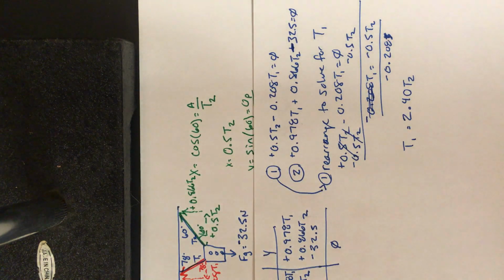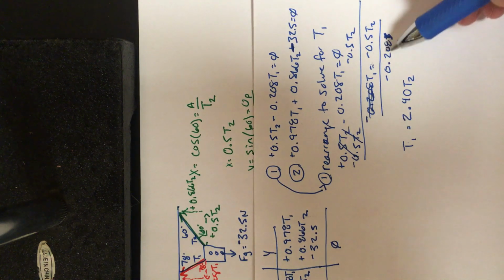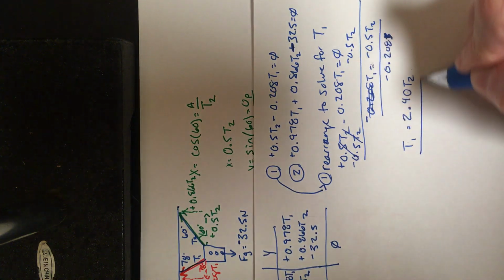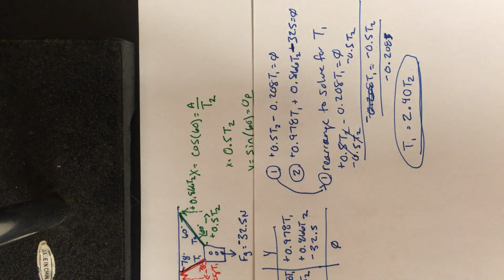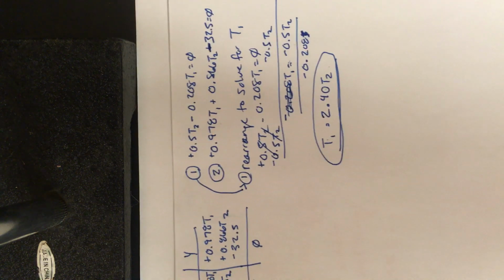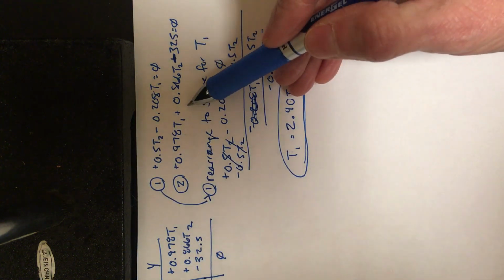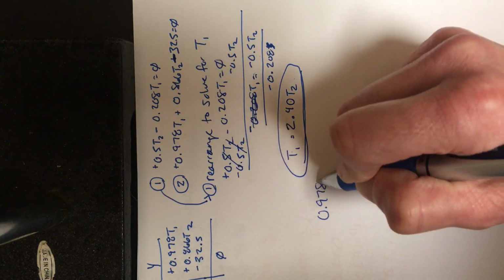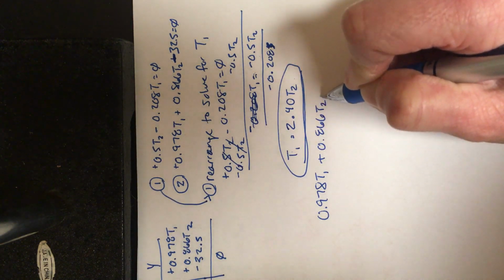Okay, so the T1 is equal to this number times T2. That's really important, so circle it. Okay, and let's go ahead and continue with our second equation. With the second equation, what we're going to do now is some substitution.